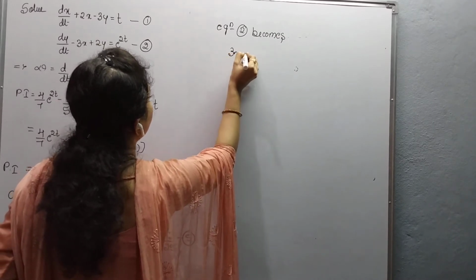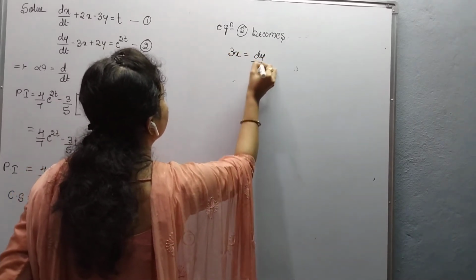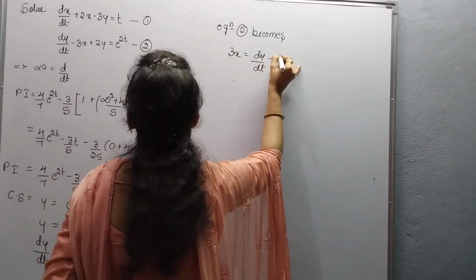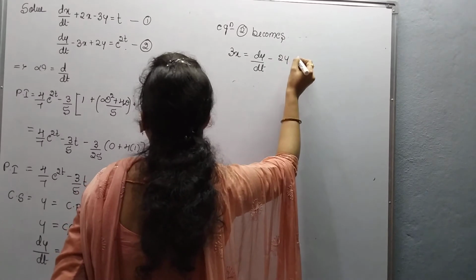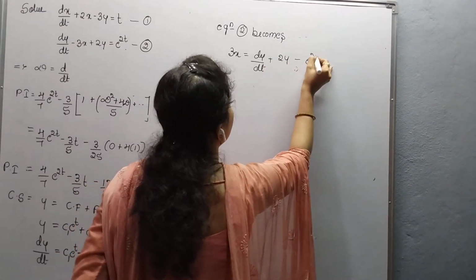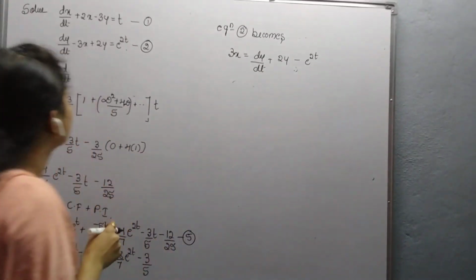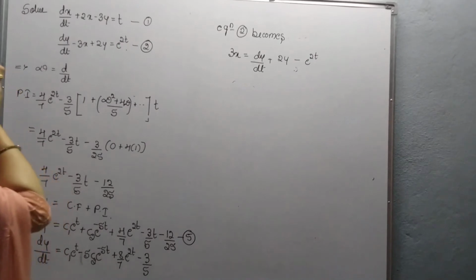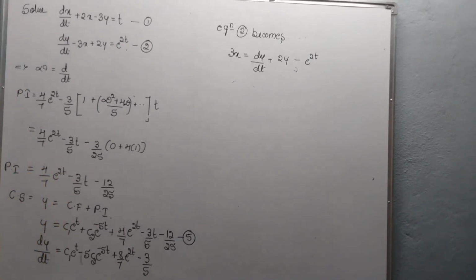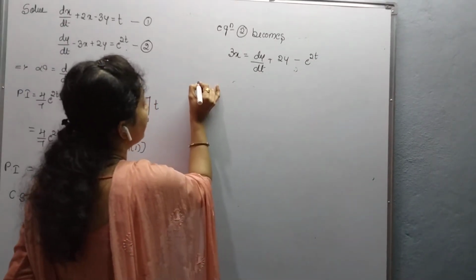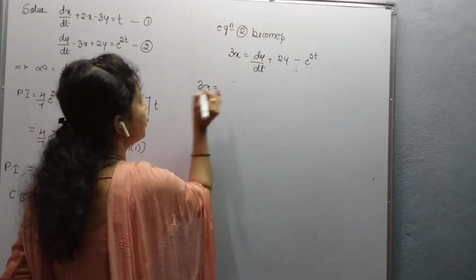3x is equal to dy by dt minus 2y, plus 2y minus e to the power 2t. So bring this minus 3x to the RHS, then e to the power 2t to the LHS, then it becomes 3x plus dy by dt plus 2y is minus e to the power 2t. So 3x is equal to, now substitute the dy by dt value.